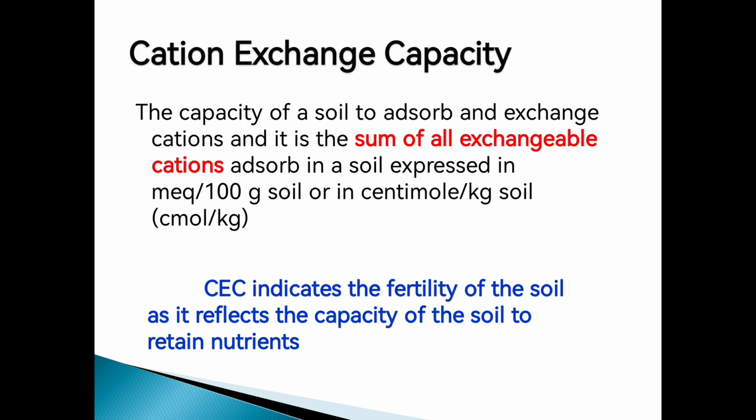We go to cation exchange capacity. This is the capacity of a soil to adsorb and exchange cations, and it is the sum of all exchangeable cations adsorbed in a soil, expressed in milliequivalents per 100 gram of soil or in centimole per kilogram of soil, and it indicates the fertility of the soil as it reflects the capacity of the soil to retain nutrients. So don't forget it, guys: cation exchange capacity.